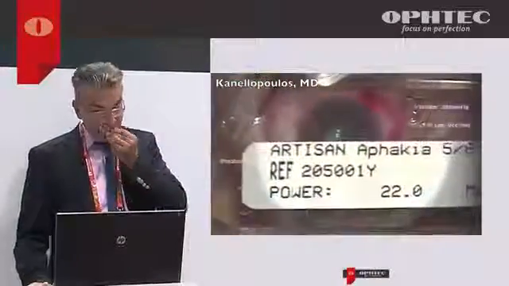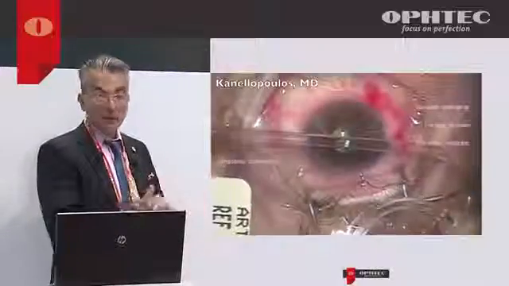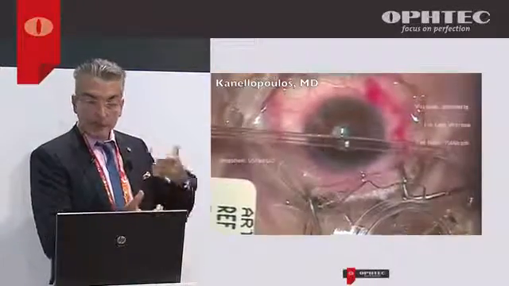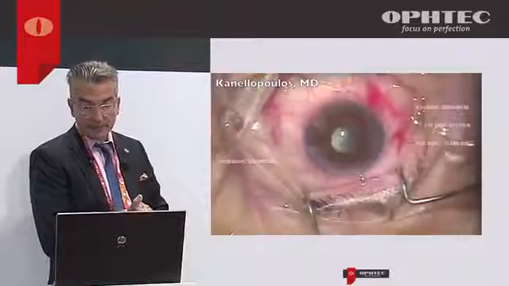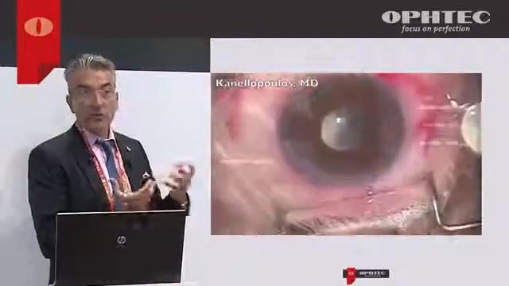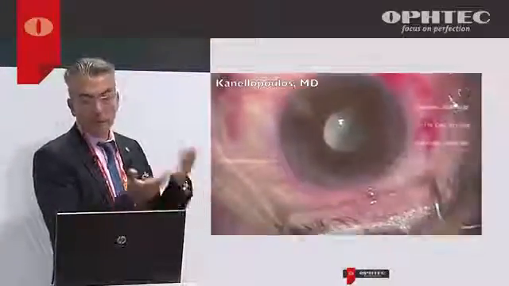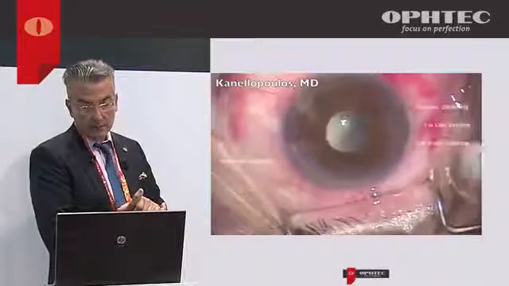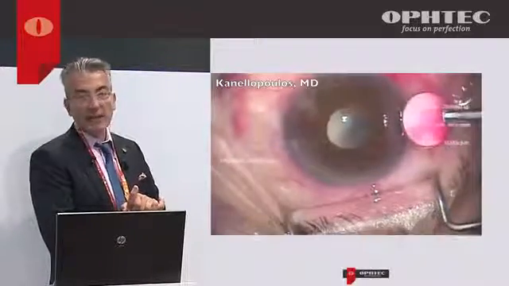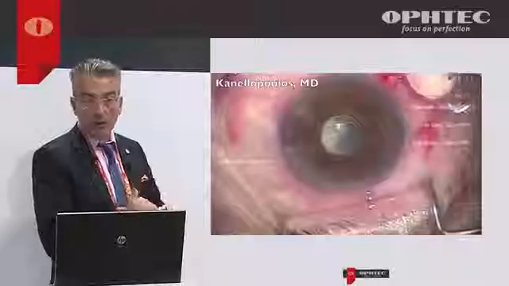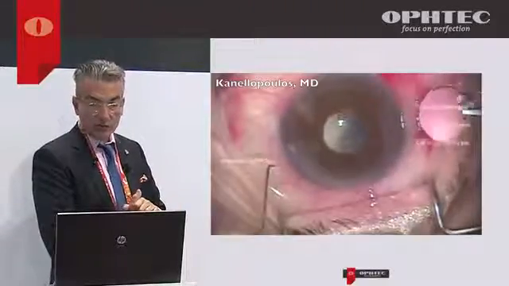And again, the power is calculated, keeping in mind that this lens will be placed behind the iris. So usually it has to be a stronger power lens than the one we will place in front of the iris. A rough rule is about a diopter and a half. Diopter and a half is a rough rule if you don't have time to make that calculation.